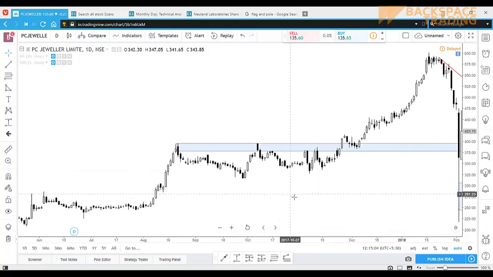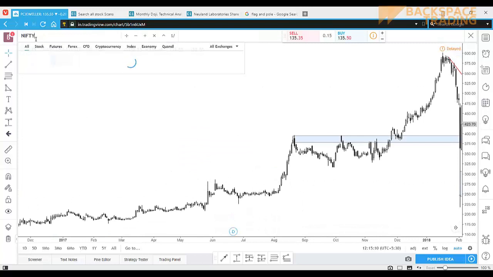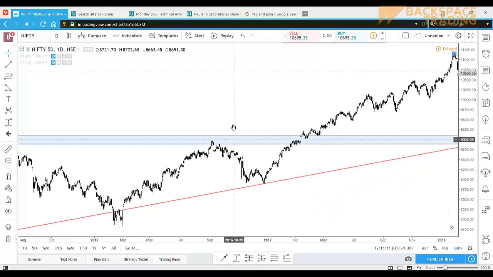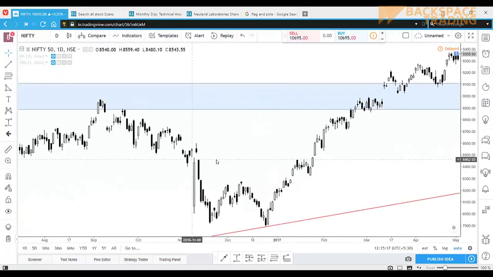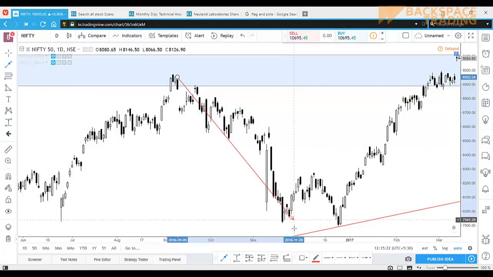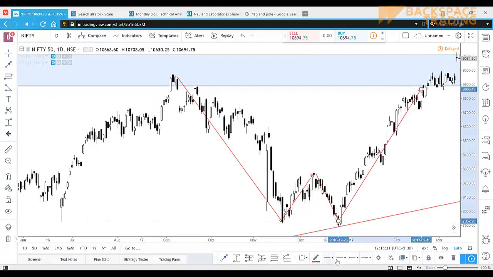See, I can keep on going with the patterns. There are double top and double bottom. Let me tell you what they are. Yeah, we got a double bottom over here. See, this is a W-shaped movement. From here, there are two bottoms here, right? This is called a double bottom.